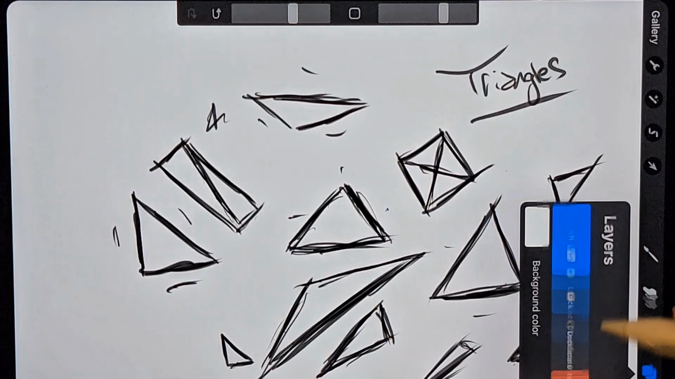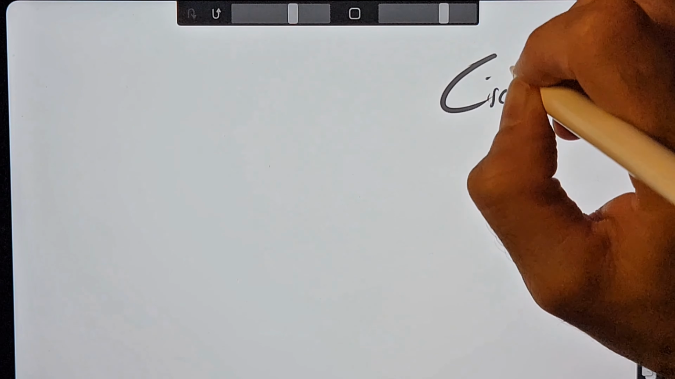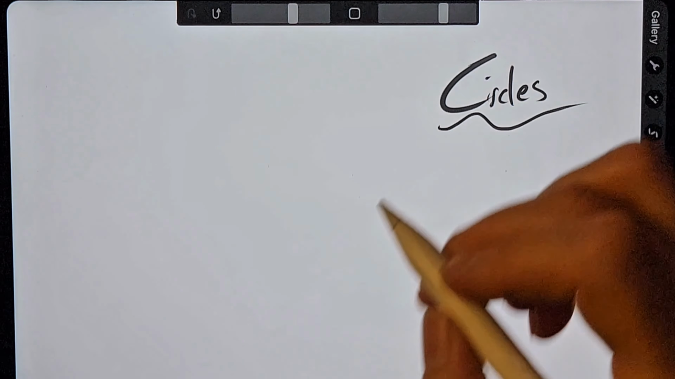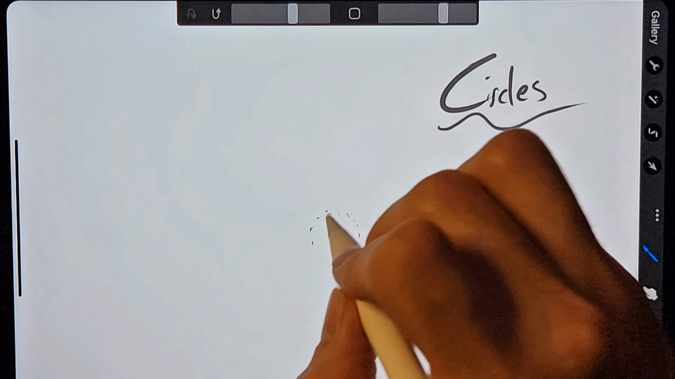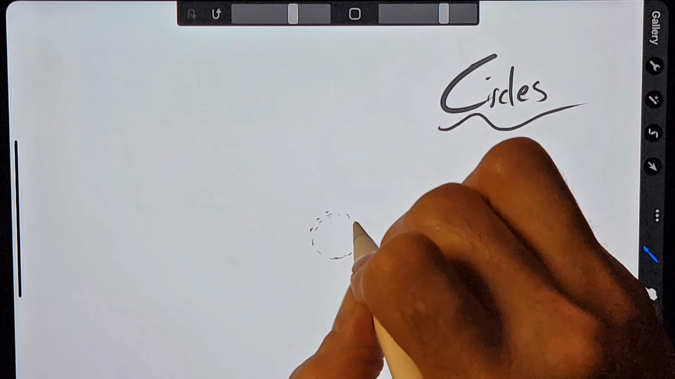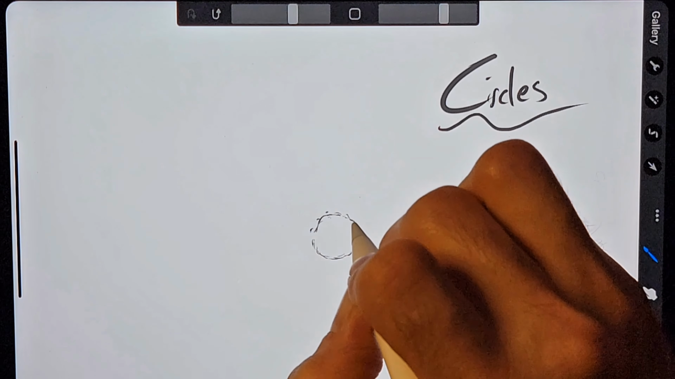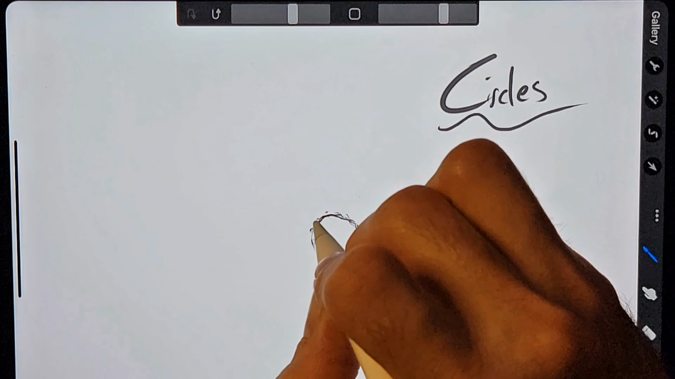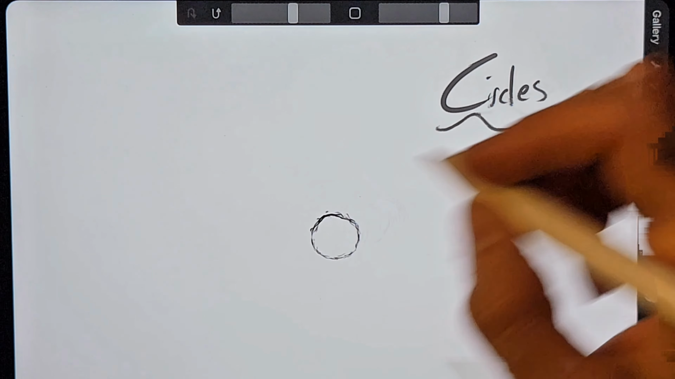All right, and last but not least, let's do circles. Okay, so with circles, I like to start by doing a little dot, and it gives me a rough idea of where I should go. I'll do this little dot method a couple of times, and eventually I get a decent circle to work with. Not the best, but it's something, right?